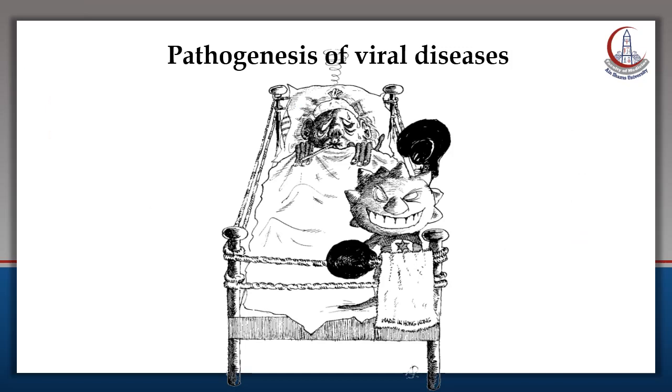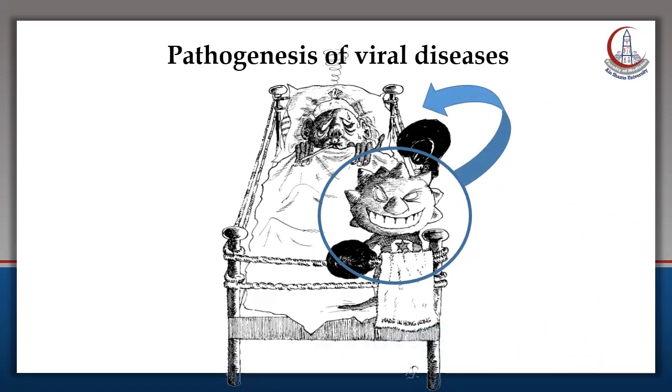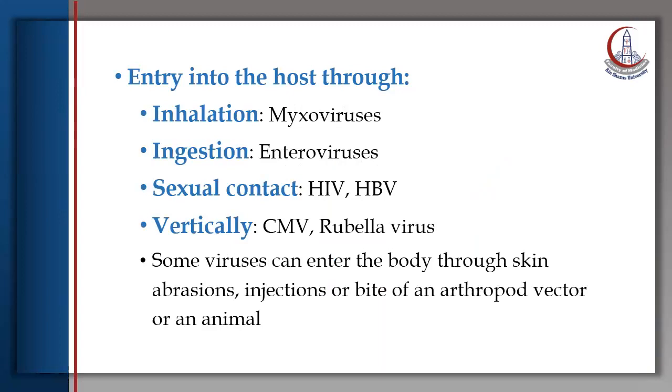As regards the pathogenesis of viral disease, how can this virus cause disease? First, the virus must enter the host, whether by inhalation, ingestion, sexual contact, or vertically. Vertically means from the mother to her fetus, whether transplacentally or during passage in the birth canal or by milk. Some viruses also can enter the body through skin abrasions, injections, or bite of an animal or an arthropod vector.